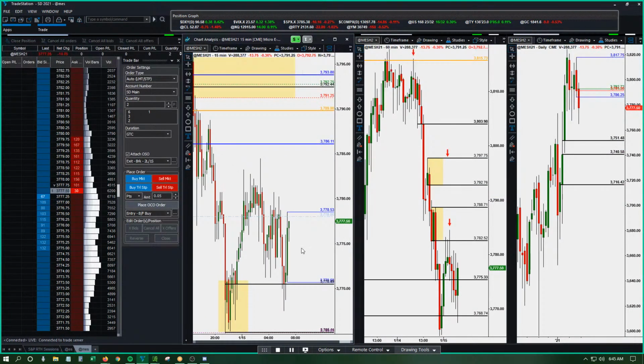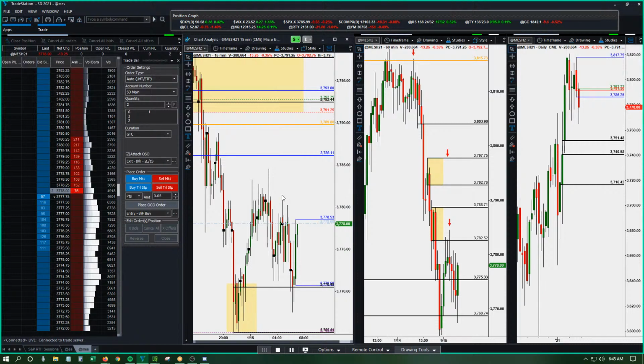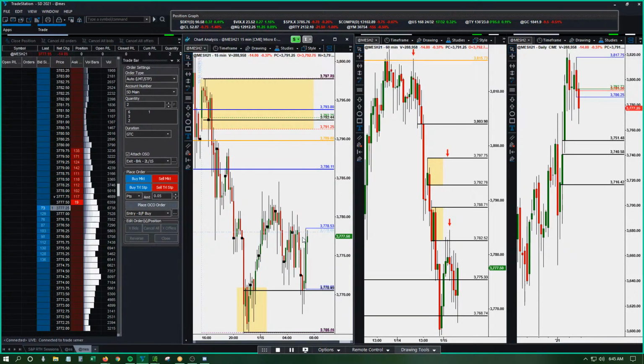We're at VWAP, 3777.75. Again, we're waiting for this upper zone, upper area above the previous close and the open for a short, in a weak market environment.